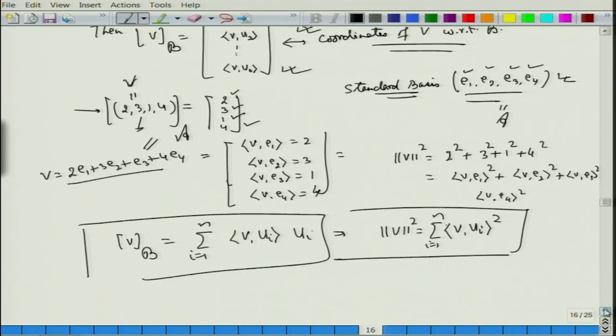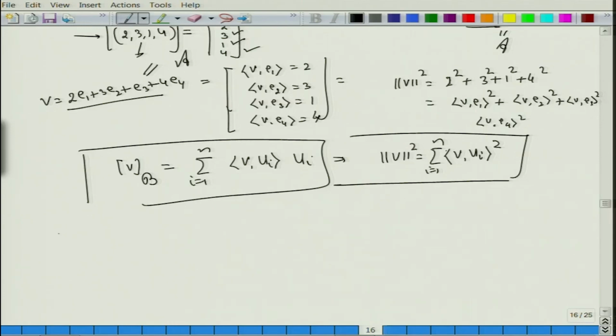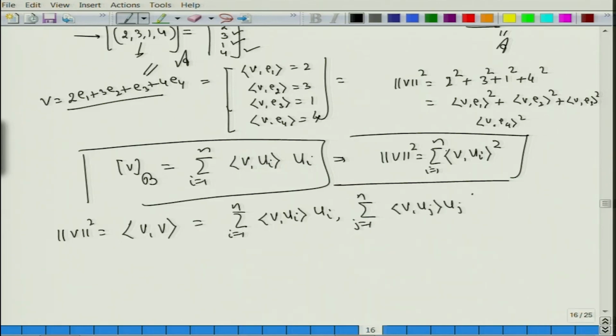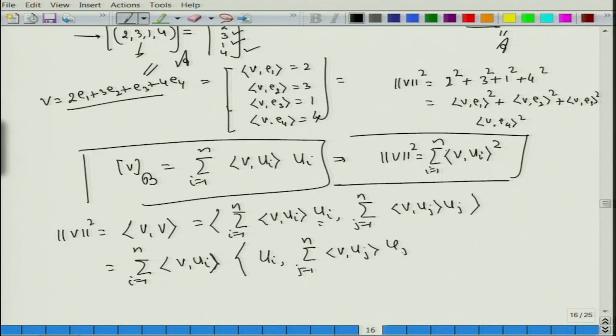Let us look at the proof of this. Proof is very simple, so I will just do it. If I want to look at norm of V square, it is nothing but inner product of V with V itself, which is same as the sum over I from 1 to n of V comma UI times UI, comma the sum over j equal to 1 to n of V comma uj times uj, alright.